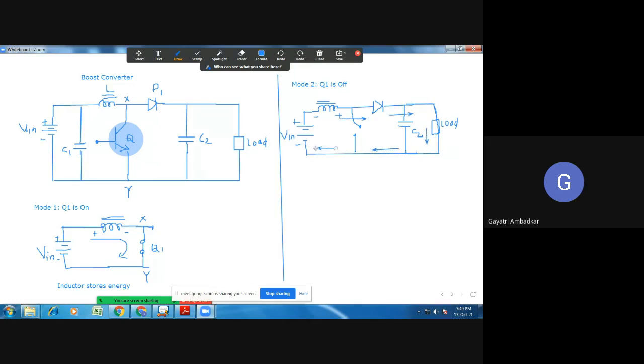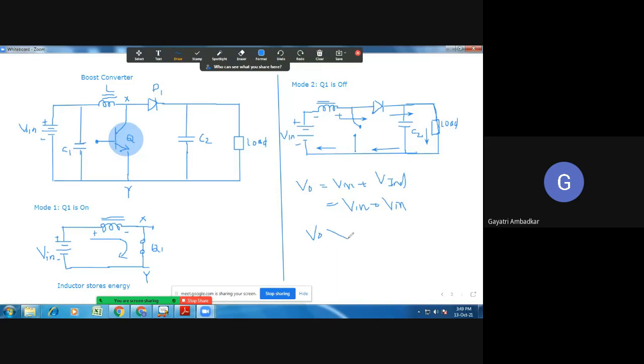Like this, current is flowing like this. If you apply KVL, V in is present here, V in is also present here, and this is the polarity. So V in plus V in equal to VL. It means the output voltage VO is equal to input voltage plus voltage across inductor, that is V in plus V in.